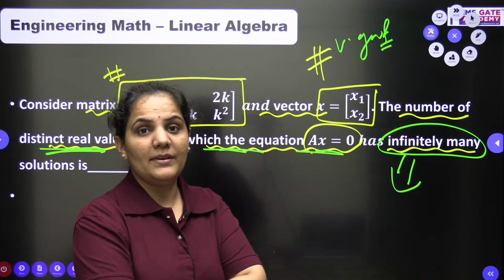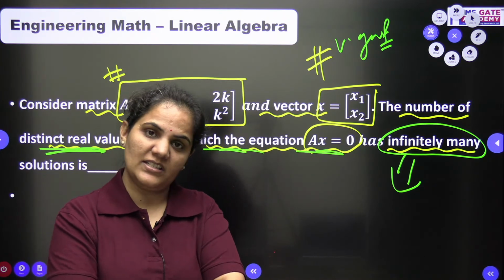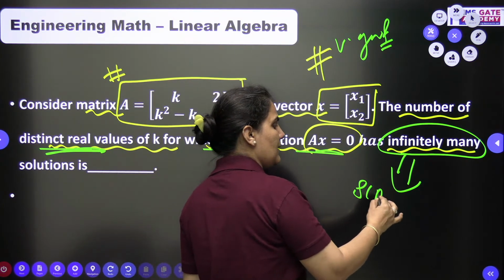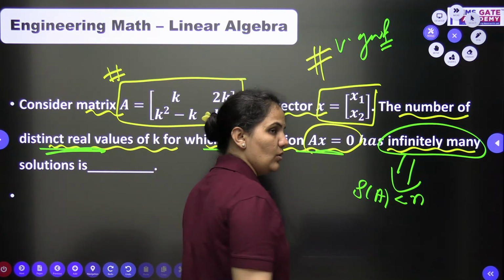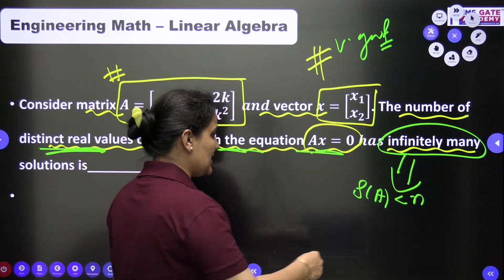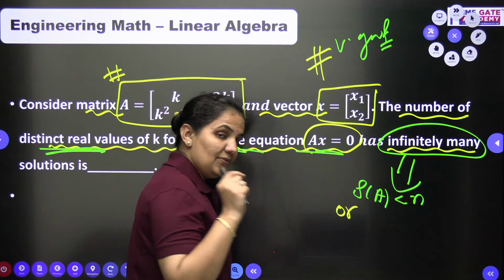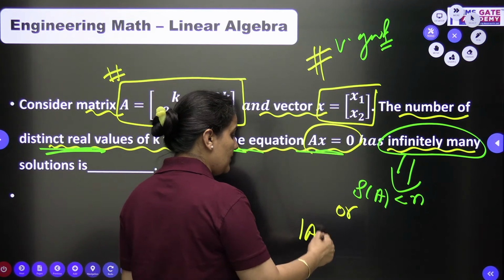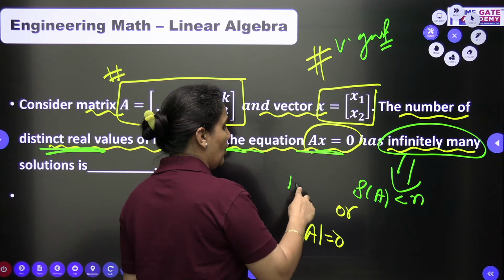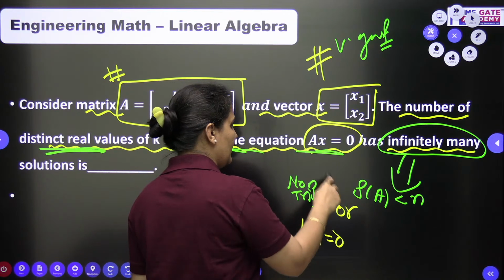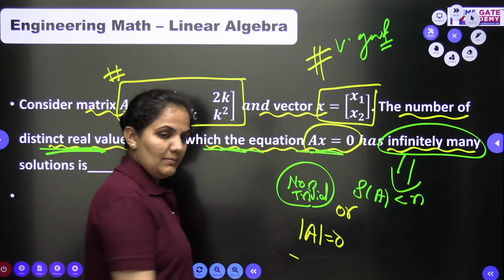Infinitely many solutions means, if the system is a homogeneous system of equations, then in this case infinitely many solutions means rank is less than the number of unknowns, if the number of unknowns are n. Or I can say if the system is having infinitely many solutions, it means the determinant will be 0 because this is called the non-trivial solution. So the determinant will be 0.